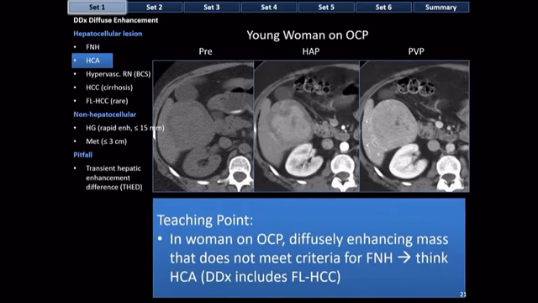Now, this particular woman was on birth control, which furthers the probability. But remember what Dr. Glauston taught us: if the patient was not on birth control pills, you can also see that she's obese. The obesity itself, in the absence of birth control pills, could also be a risk factor for adenoma. So the teaching point here, and I should modify this: in a young woman on birth control pills or in a young woman with obesity, a diffusely enhancing mass that does not meet criteria for FNH, think hepatocellular adenoma. In the back of your minds, know that you don't clinch the diagnosis of adenoma in this particular case, and a fibrolamellar HCC cannot be completely excluded.